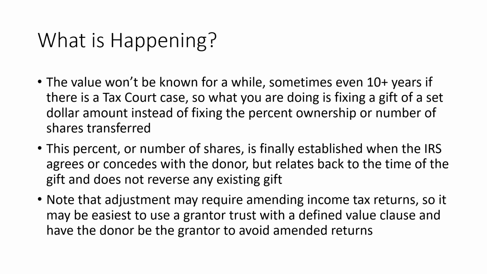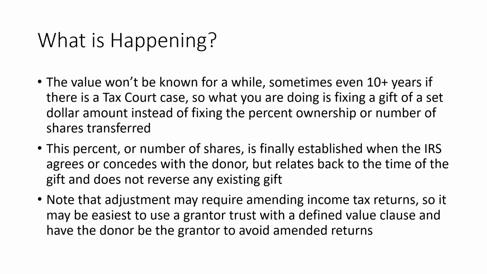So what's happening here is that up front, you're irrevocably setting the dollar amount of the gift being made. And while the percent ownership may not be known for a while, and maybe even 10 plus years if there's a tax court case, you still are not running afoul of any sort of condition subsequent because you're fixing a gift of a set dollar amount up front. And then down the road, when the dust finally settles, when there is an agreement or concession on the value, the percent ownership or number of shares will be finally established at that point.